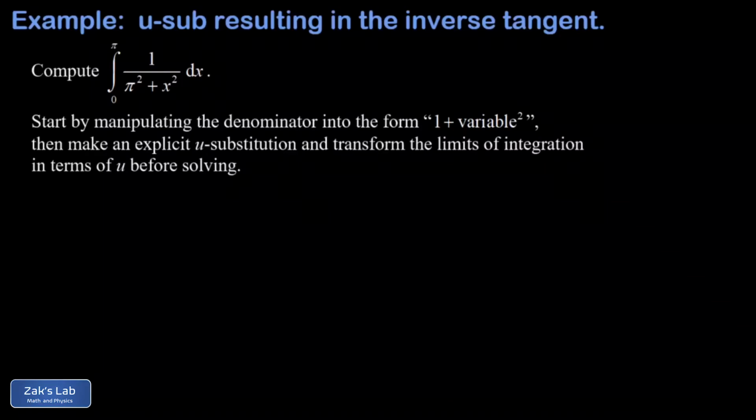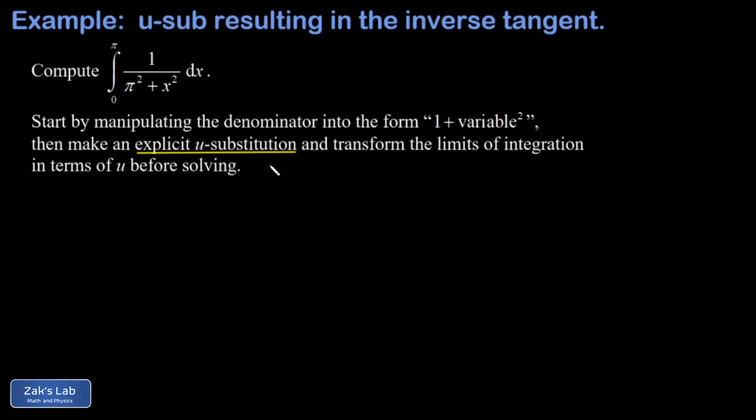In this video, we're integrating 1 over pi squared plus x squared on the interval 0 to pi. And we're going to do this with an explicit U substitution. Those of you a little further along in calculus might want to use a trig substitution here, which is also my personal preference, but we're going to use a U sub. And we're asked to transform the limits of integration in terms of U before we solve it.